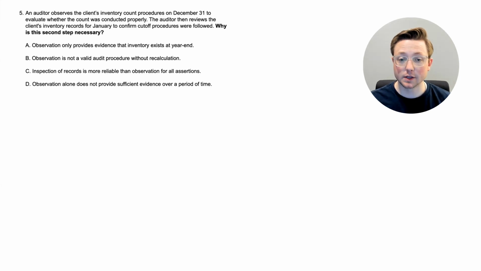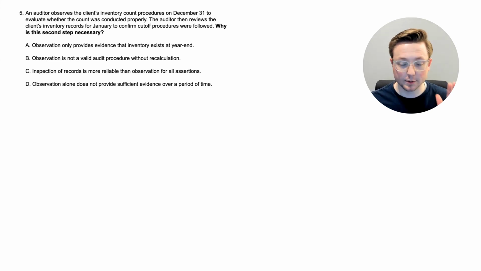An auditor observes the client's inventory count procedures on December 31st to evaluate whether the count was conducted properly. The auditor then reviews the client's inventory records for January to confirm cutoff procedures were followed. So why are they doing this second step? Why are they reviewing the client inventory records in January when they already observed the inventory count in December?